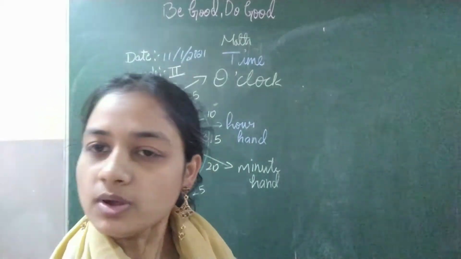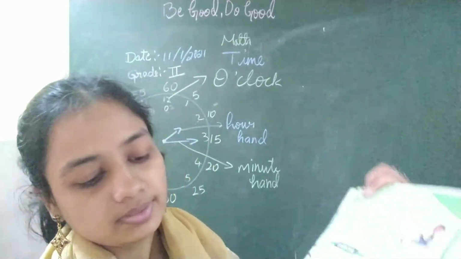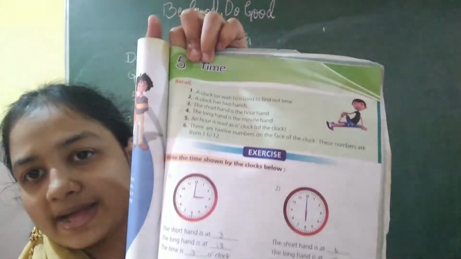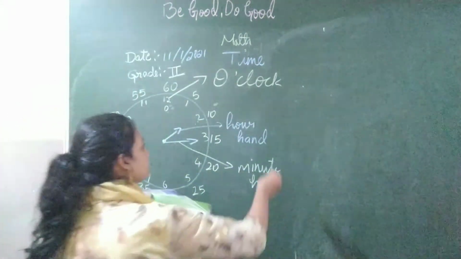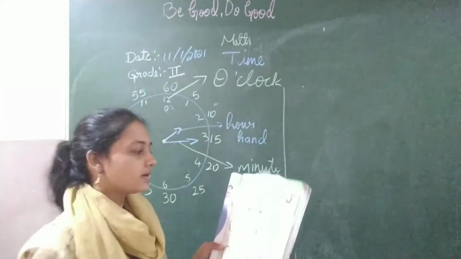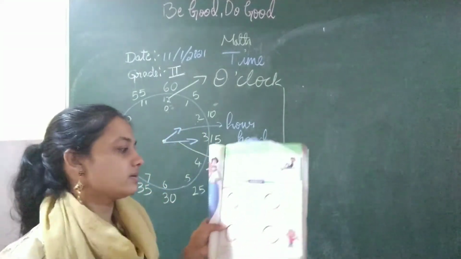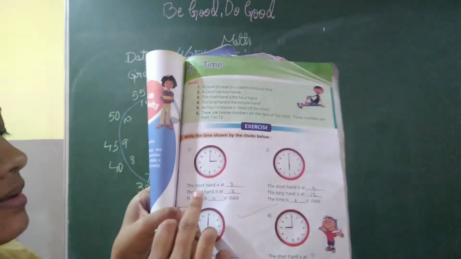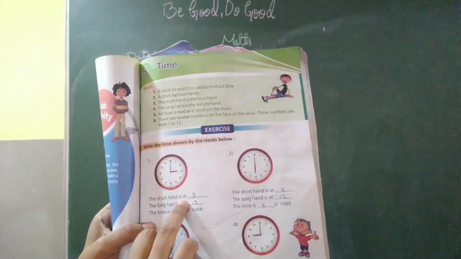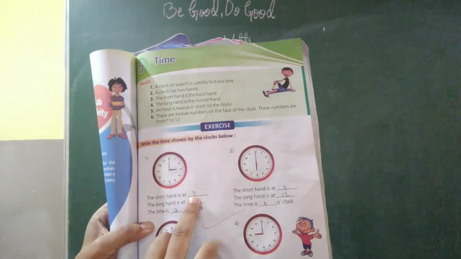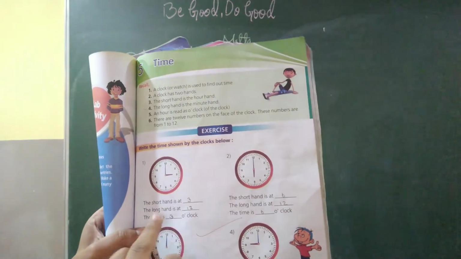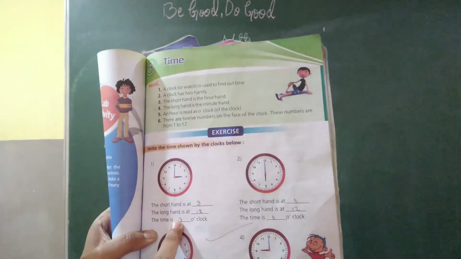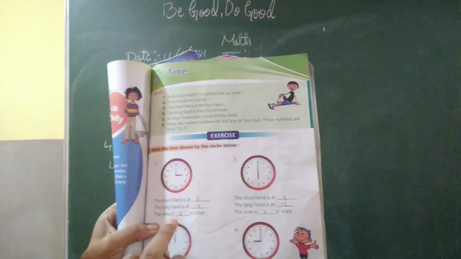All of you take your textbook, page number 115, lesson number 5, time. So I will be writing only the answers on the board for you. Write the time shown by the clock. If you see the first one, what is the short hand, small hand showing? It is 3. So you should write 3 in the blank. What is the long hand showing? 12. So you should write 12 here. What is the time here? 3 o'clock. Okay, this is how you write the answer.